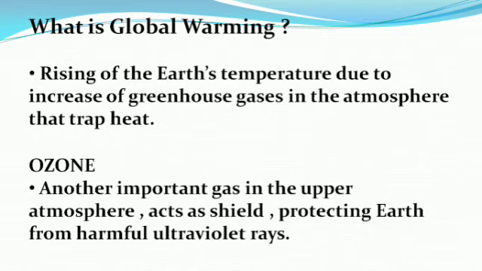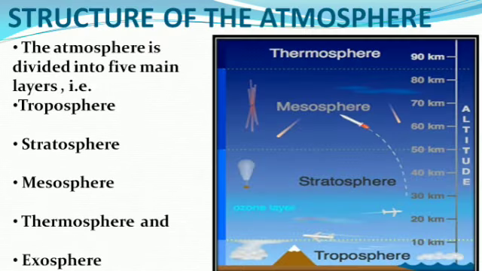Now let's see what is global warming. Rising of the earth's temperature due to increase of greenhouse gases in the atmosphere that trap heat. It is known as global warming because globally, the whole world is being disturbed. That's why it is known as global. And warming means it is affecting with the heatness. So it is well known as global warming. Now ozone. It is another important gas in the upper atmosphere which acts as a shield protecting earth from harmful ultraviolet rays.